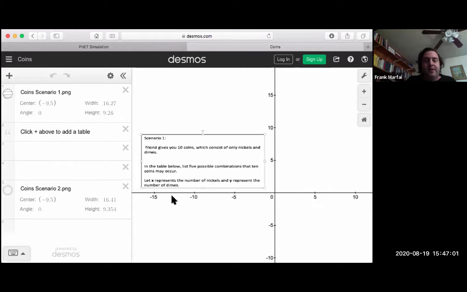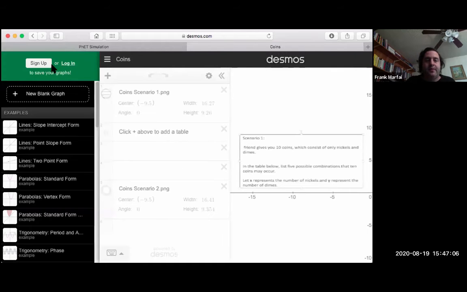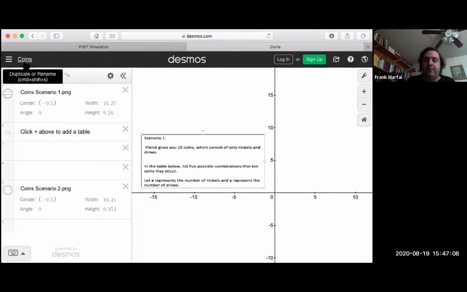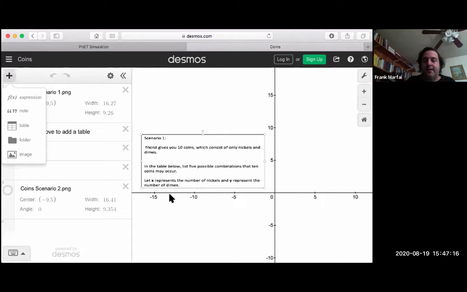From an instructional point, you can upload images. You can also save files and then share them with the world, which is pretty neat. Over here, you can upload an image, and what I did is upload this as an image, and that becomes the instructions posted on the graph. The first instruction says: a friend gives you 10 coins and it consists of only nickels and dimes. In the table below, list 5 possible combinations of coins that may occur.